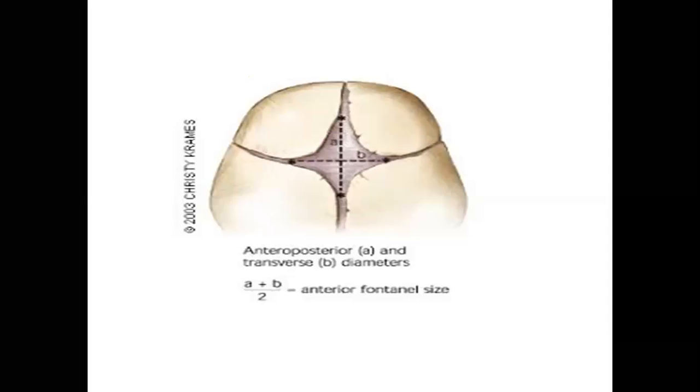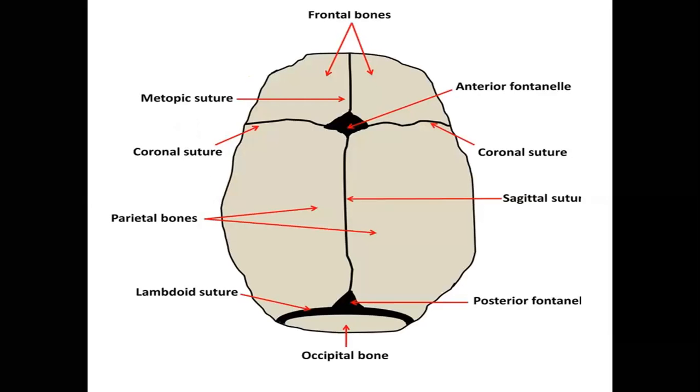Then what about the posterior fontanelle? The posterior fontanelle is a triangular structure. It is small in size, about 0.5 to 1 centimeter, and it just admits the tip of the little finger. It usually gets closed by 2 months of age.